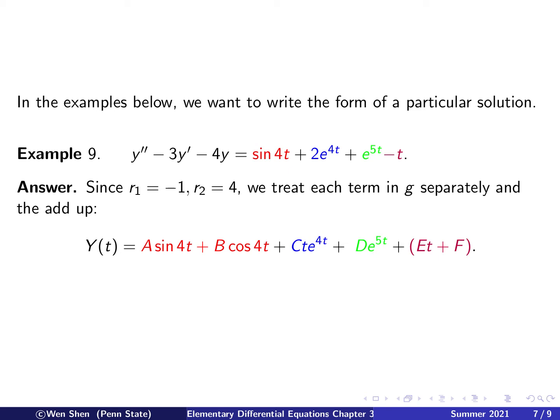And finally, the purple term, negative t. That is a polynomial of degree 1. And then here we see that r1 and r2, none of them is 0. So this form will work. So we'll fit in a polynomial of degree 1, which is a constant times t plus a constant. Okay, there you go. We could almost immediately just write out the form of the particular solution.